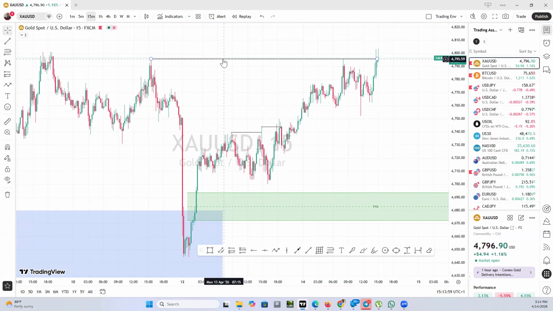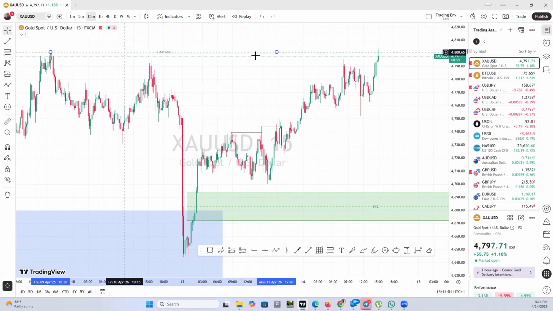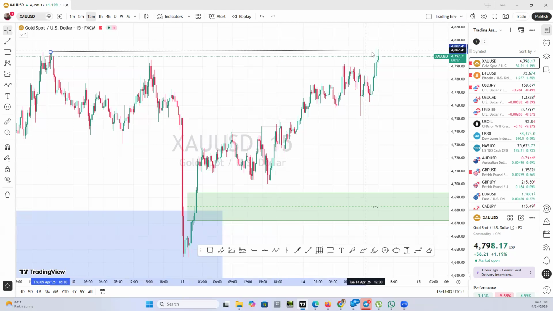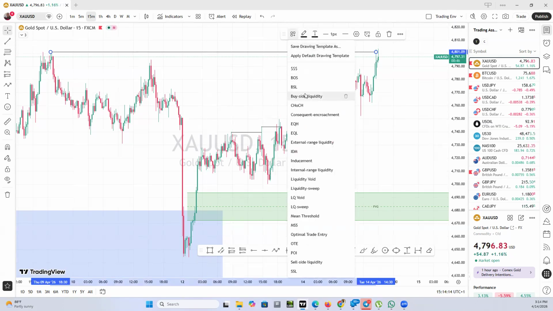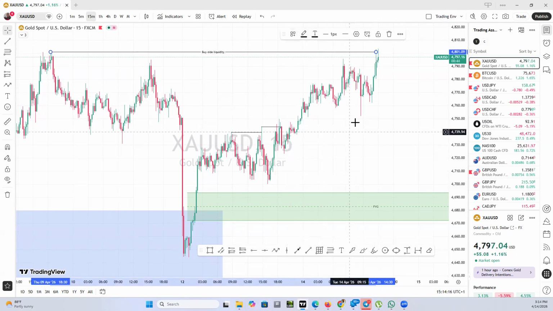Okay, this should be our sell side liquidity here. Even though market broke it with what? With weak, but still, anytime market clears a buy side liquidity or sell side liquidity, it is normally supposed to retrace and get more power before it will continue moving.